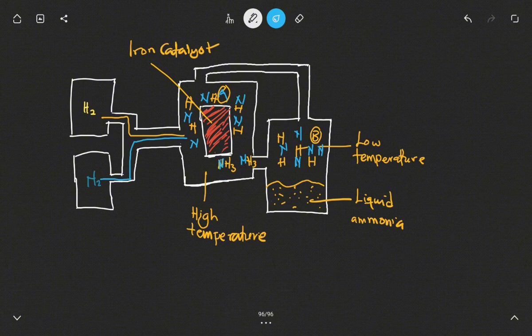So what happens to these free gases? Now these free gases are going to go through this channel back into the chamber A for recycling. So it doesn't really go wasted, it is recycled.